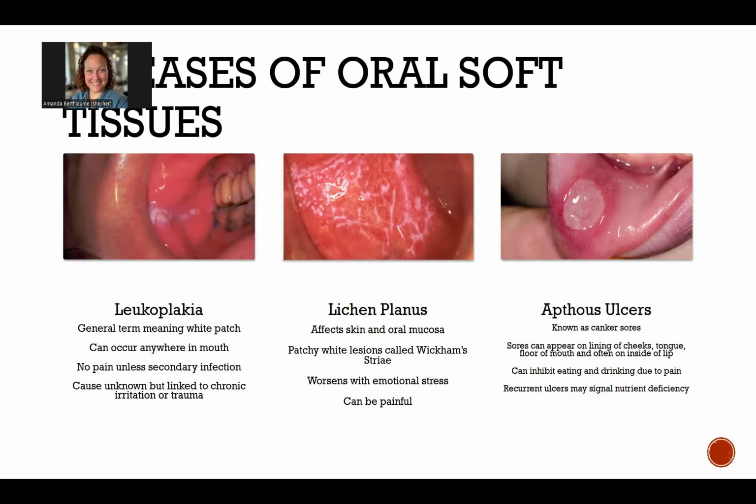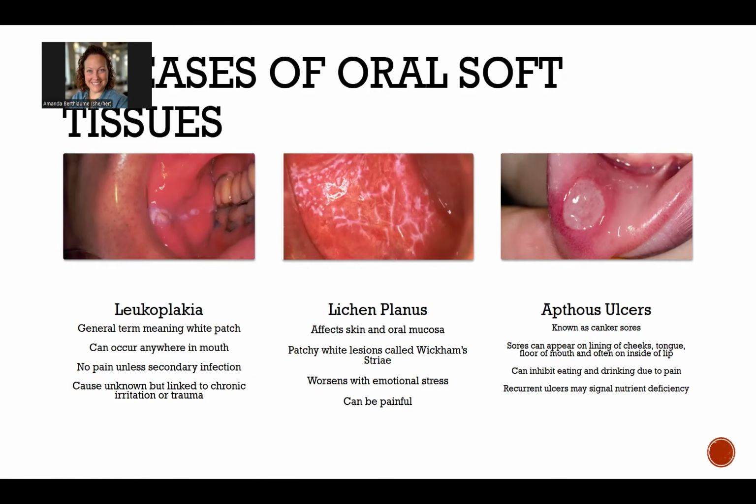Leukoplakia, like I talked about earlier, is a general term for a white patch. It can occur anywhere in the mouth. It's not really painful. It can be due to chronic irritation or trauma, but we don't really know. So sometimes these folks have to go get a biopsy just to rule out any kind of issue that's underlying.